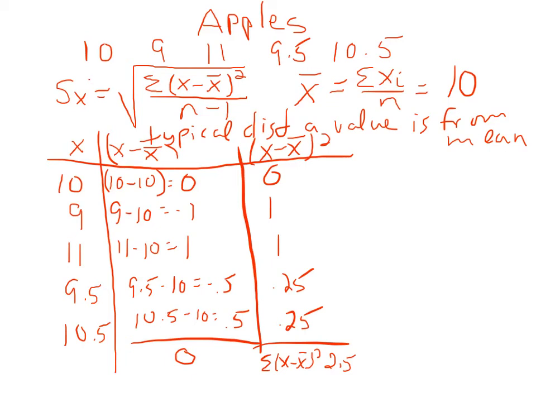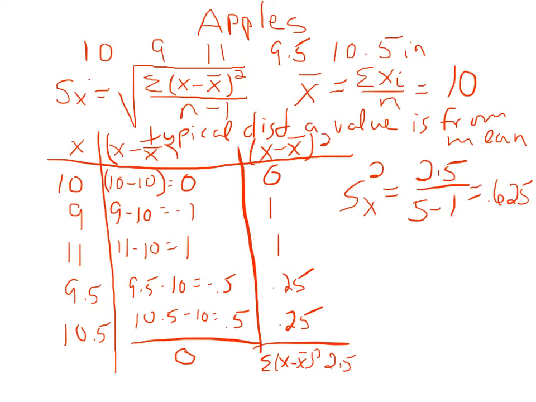So now what I do to find out, well, let's find out the variance first. So what I want to do is I want to take 2.5 and divide by n minus 1, the number of values that I have over here, which was 5, minus 1. And so I do 2.5 divided by 4, and that leaves me with 0.625. Okay, so that's the variance. So if these were all in inches, this is now in inches squared.